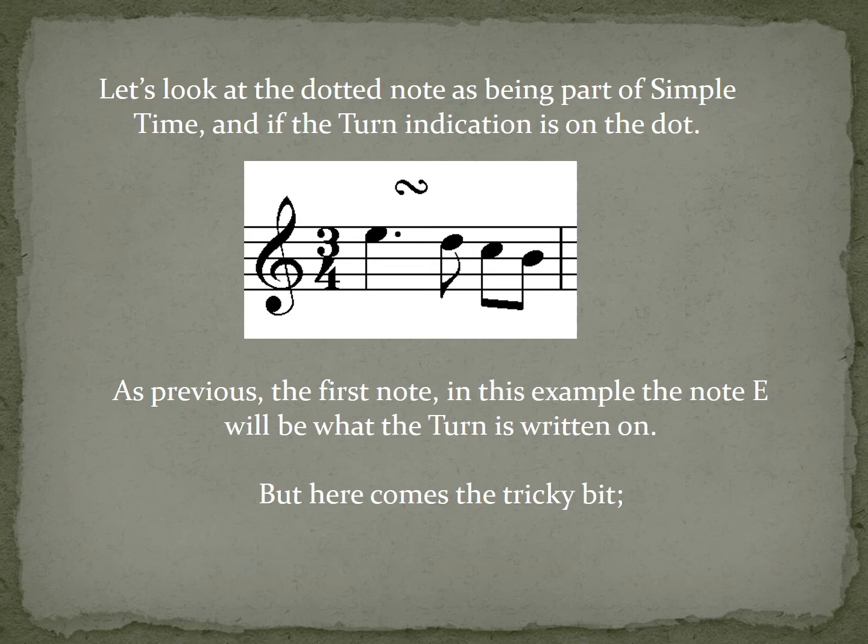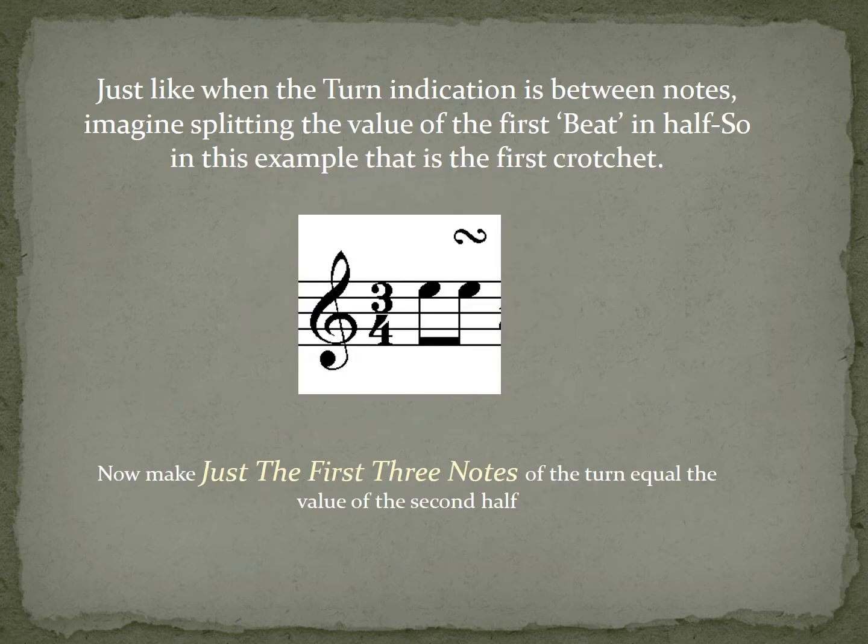Okay, so as previous, the first note in this example, the note E, is what the turn is written on. In other words, that's regarded as the written note. But here's the tricky bit. Okay, first, just like when the turn indication is between notes, imagine splitting the value of the first beat, in other words, a crotchet, in half. So in this example, that's the first crotchet, as I said before. Now we make just the first 3 notes of the turn equal the value of the second half. So we must stress just the first 3 notes of the turn. That's the note above the written note, the written note, and the note below, the E.